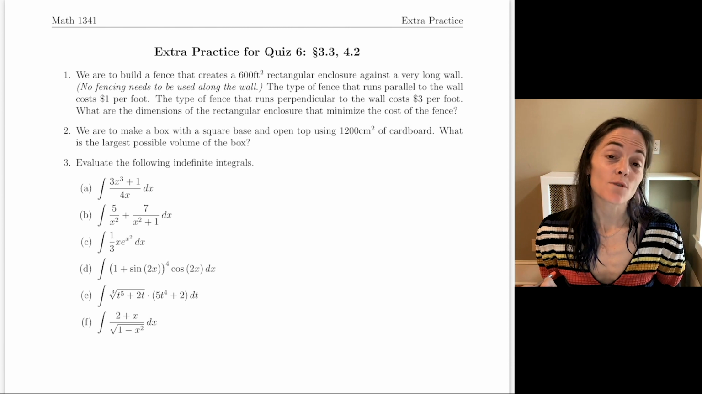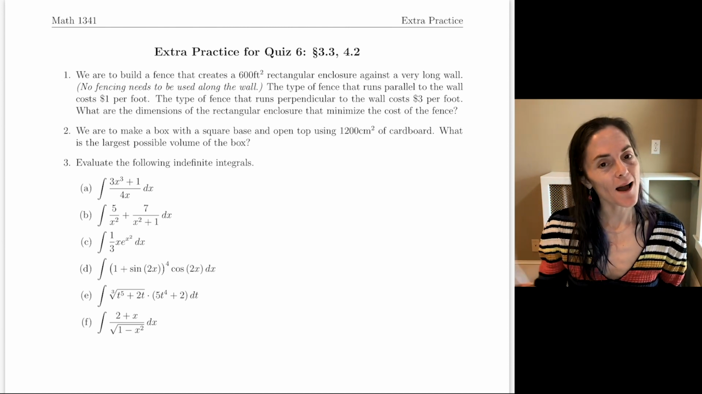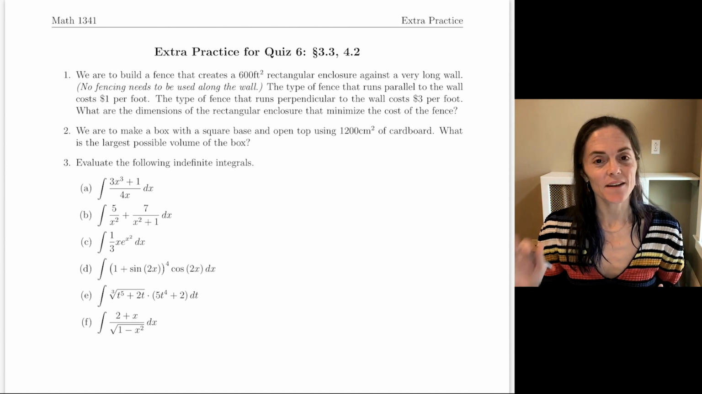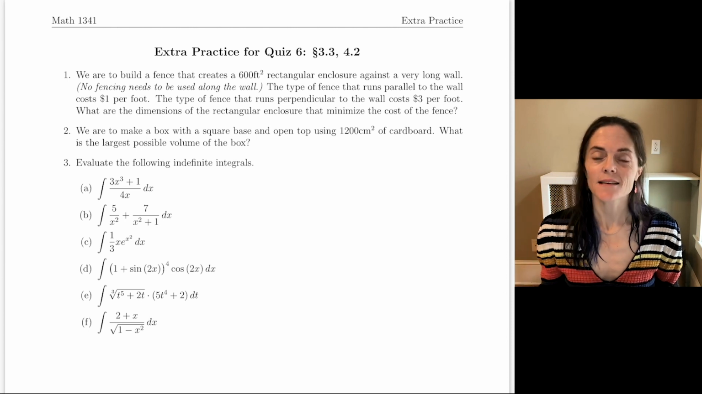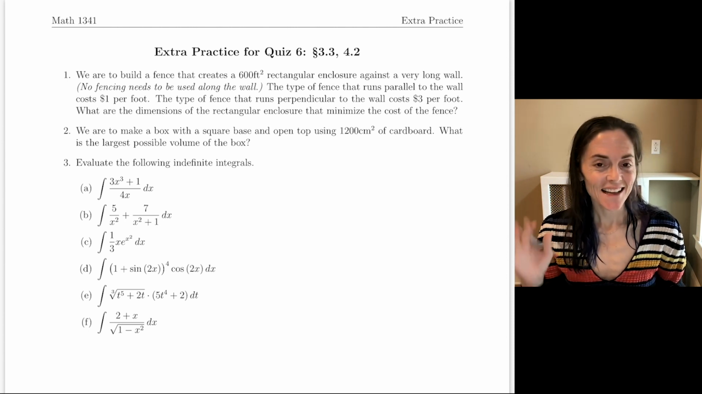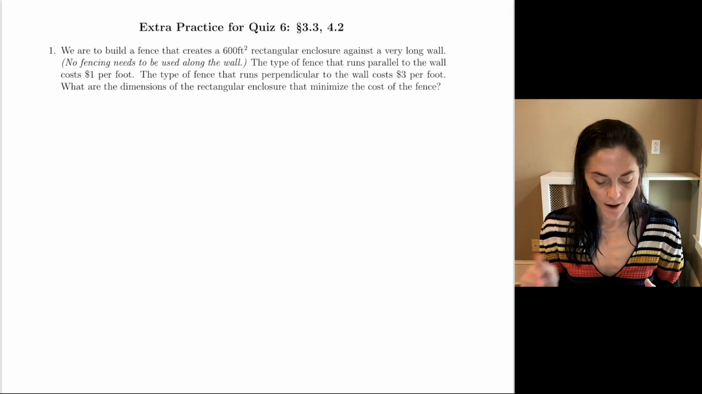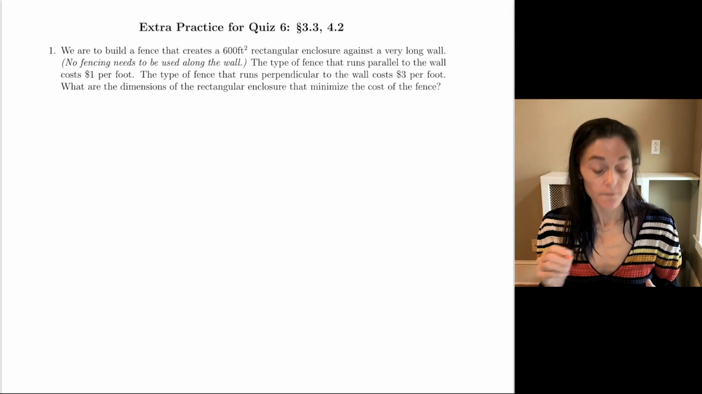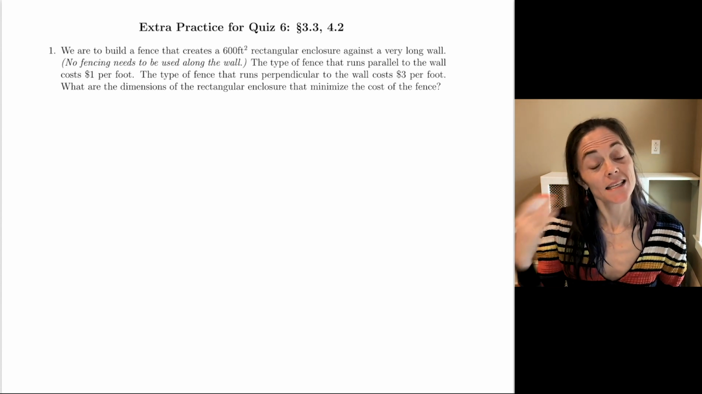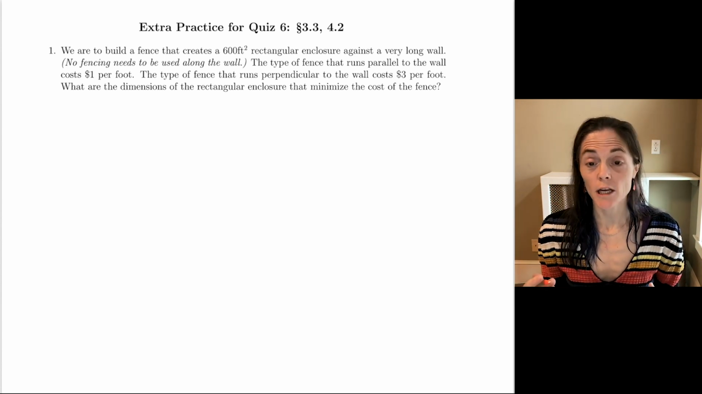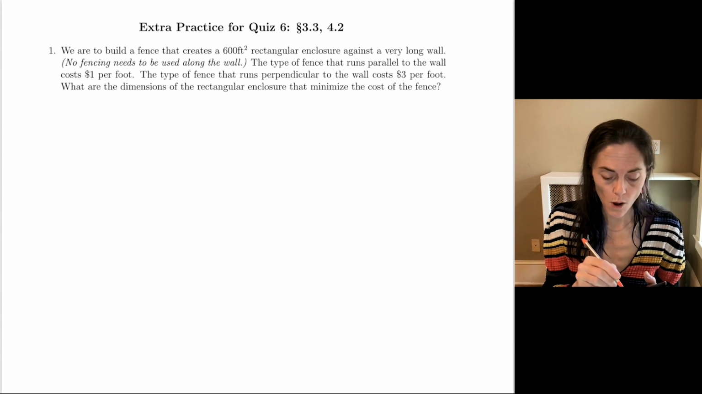This is extra practice for quiz 6, which covers optimization and indefinite integrals. This includes integration by substitution. So let's get started. This first problem is an optimization problem, and we are to build a fence that creates a 600 square foot rectangular enclosure against a very long wall.